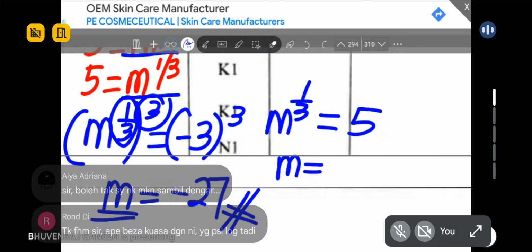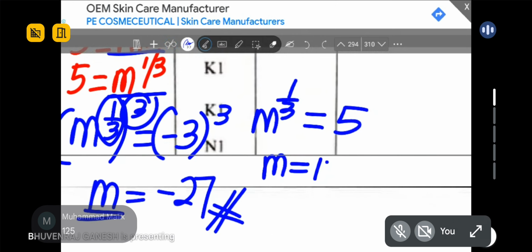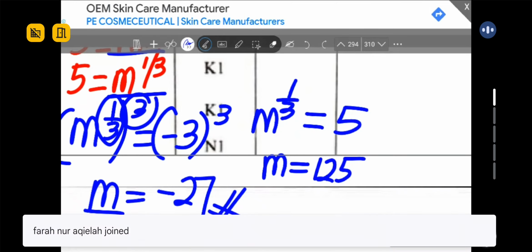Of course. Why would I say no? Guys, if you feel like eating can make you understand better at maths, then eat. Kalau rasa makan tu boleh bagi kamu faham lebih bagus, makan. It's okay one. Tak faham apa beza kuasa dengan ni yang pasal log tadi.